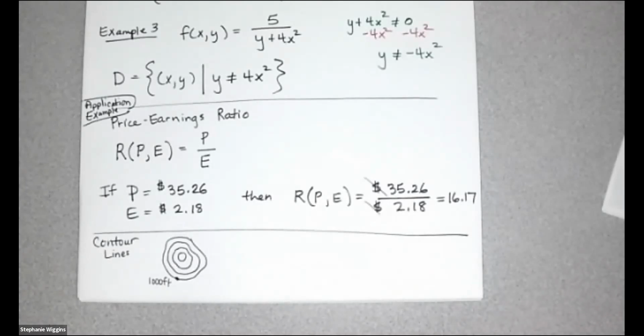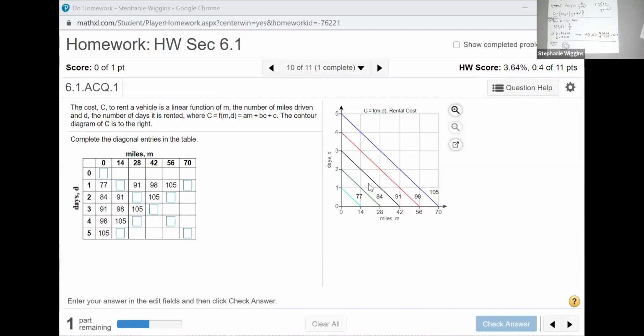Okay, so that's enough about contour lines. Let's go back to the homework. And that's what we have here. We have these lines. These are contour lines. So we have to fill in this chart. The situation here is somebody's renting a truck. The cost to rent the truck is a function of the miles driven and the days rented. So the contour diagram of this function is right here. This is the contour diagram. We need to fill in the values that are represented by this diagram.